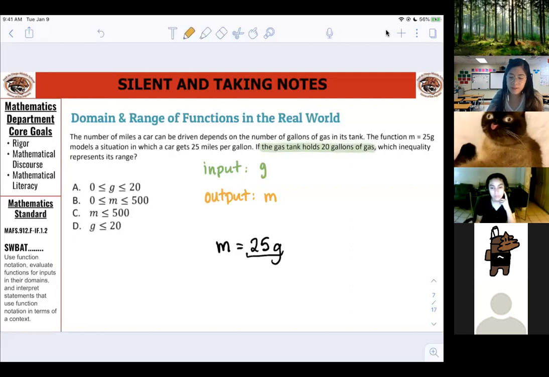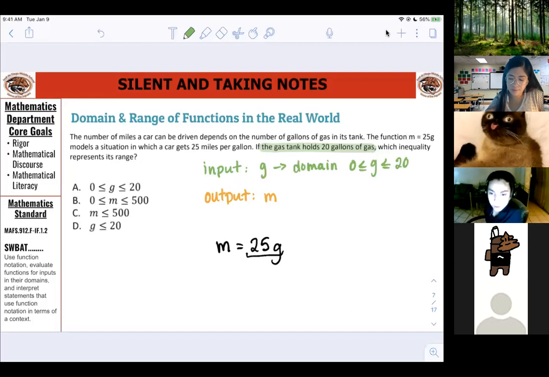So that means, what's the lowest amount of gas I can have in my tank? 0. I could be out of gas, right? I could have 0, but what's the highest amount that I could have? 20. So for gas, I can write the domain, because this is my input values. My domain is 0 less than G less than or equal to 20. That's my domain. Now read the problem carefully and see if you can figure out the range.